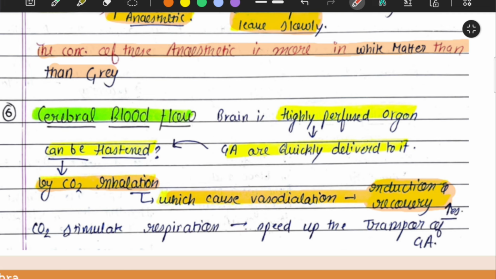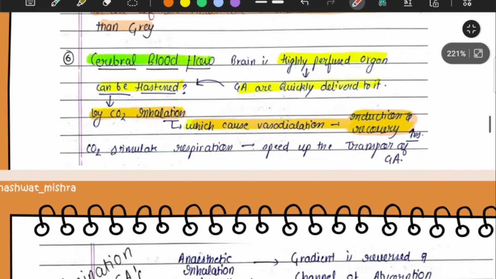Obviously, gaseous anesthetics are not given alone. They are given in a certain mixture of gases. So if you want to increase the action of that particular gaseous anesthetic, in that mixture we give CO2 along with the inhalational anesthetic. Why? Because CO2 will induce hyperventilation, and that's what we want. We want the gaseous anesthetic to be rapidly inhaled and exhaled so that its effect is visible, which causes vasodilation, and induction and recovery would be faster, correct?